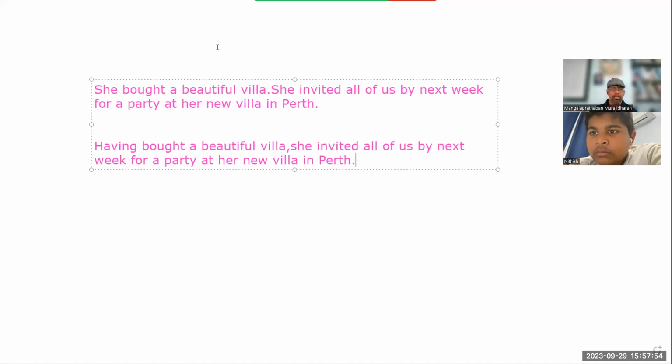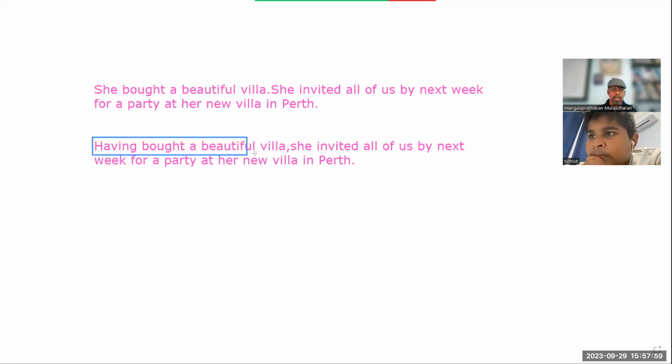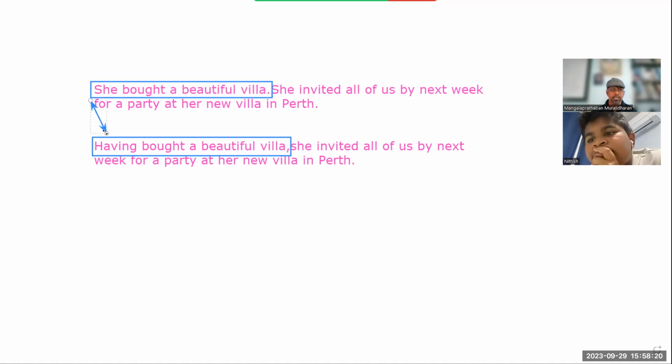What is happening here? This particular clause has become a simple sentence because we have converted it to having bought a beautiful villa. The original clause was, she bought a beautiful villa. So what have we done? We have tried to convert this. Is this okay? She bought a beautiful villa. The second clause remains unchanged. Look at this, this remains unchanged.